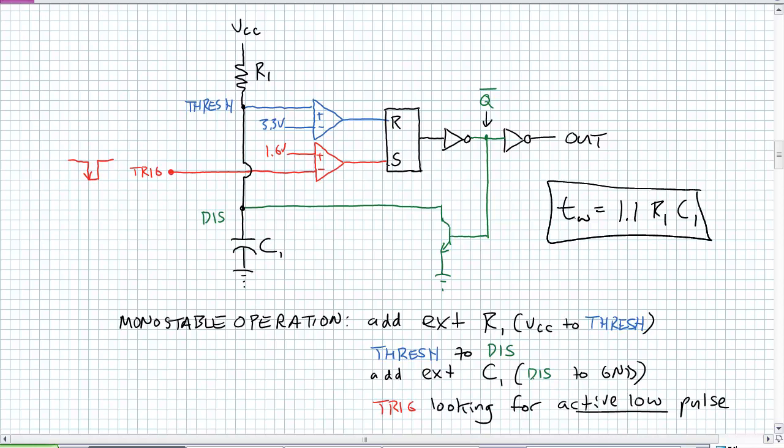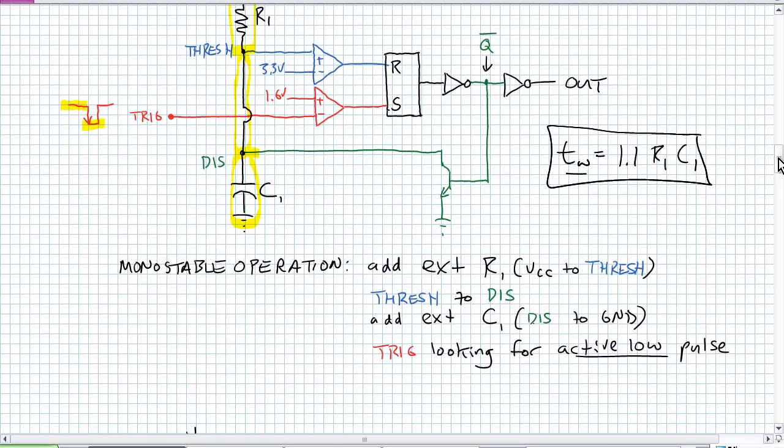And we're going to see how this thing works. After that TW, basically it's going to revert back to its original monostable state, in this case a 0. So for monostable operation, we add an external R1 and it goes from VCC to threshold. We're going to tie threshold to discharge, and we're going to take an external capacitor from discharge to ground. And again, our trigger, what's it looking for? Well, it's constantly at a high and it's looking for a low.